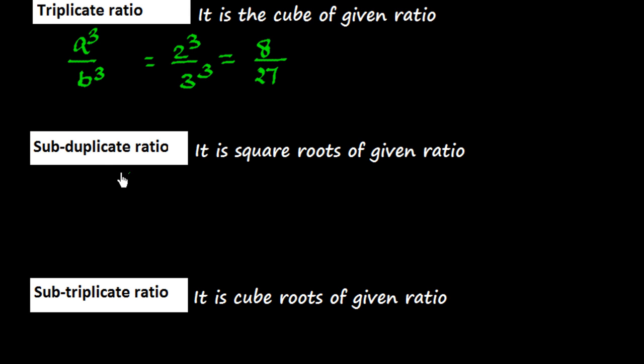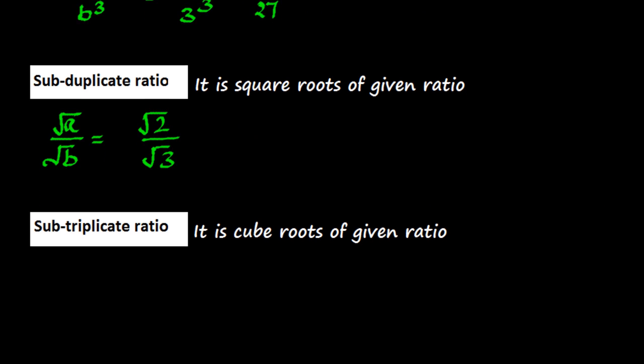Now I explain to you the subduplicate ratio. It is the square root of the given ratio. If you have a ratio A over B, and we have to find out the subduplicate ratio, it would be square root of A over square root of B. So if we have to find out the subduplicate ratio of 2 over 3, it would be root 2 over root 3. So in this way we could find it out.